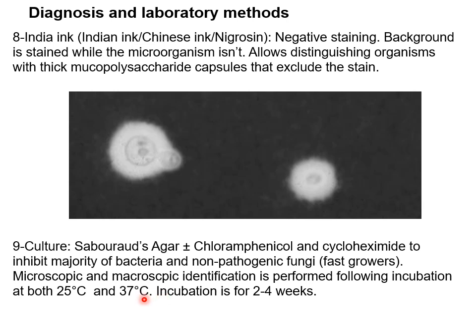So this will allow you to come up with an identification of the organism. And you incubate at both 25 degrees and 37 degrees because you have to catch the yeast, you have to catch the mold, and you have to catch the dimorphic fungi. You want to be able to tell. This will help you in the diagnosis and identification. And usually you incubate for 2 to 4 weeks because these are slow growing organisms. The pathogenic ones are usually slow growers.